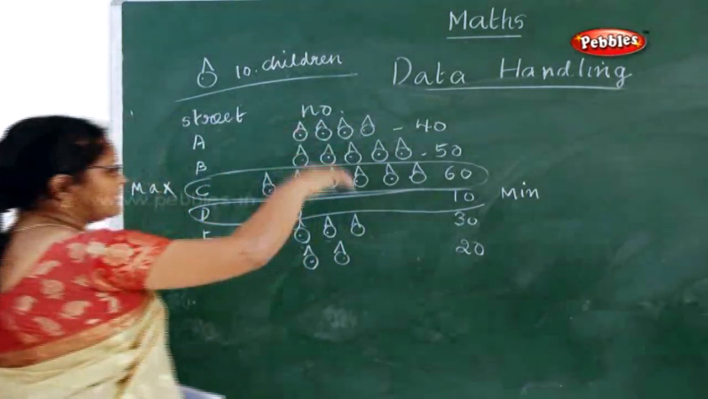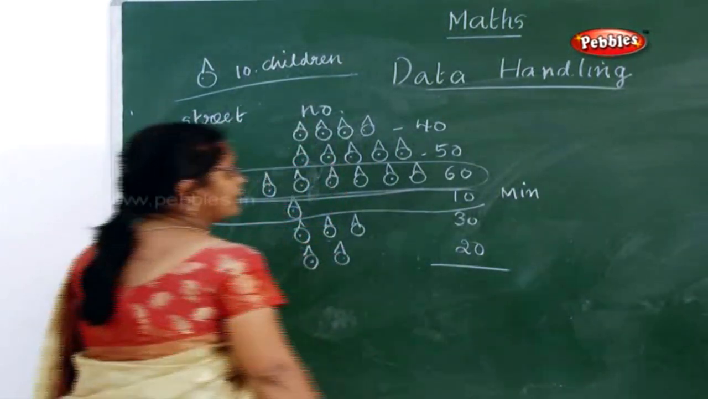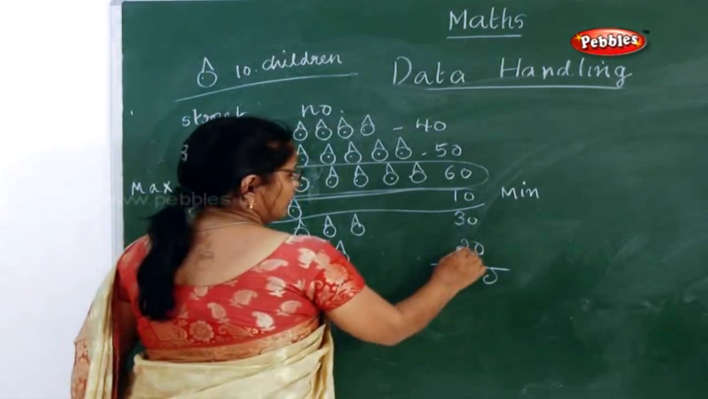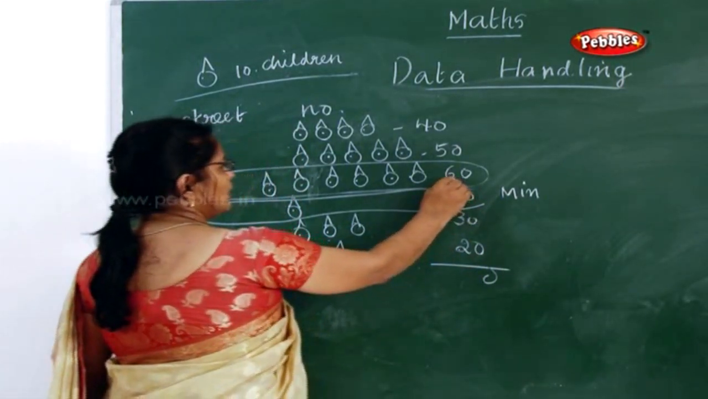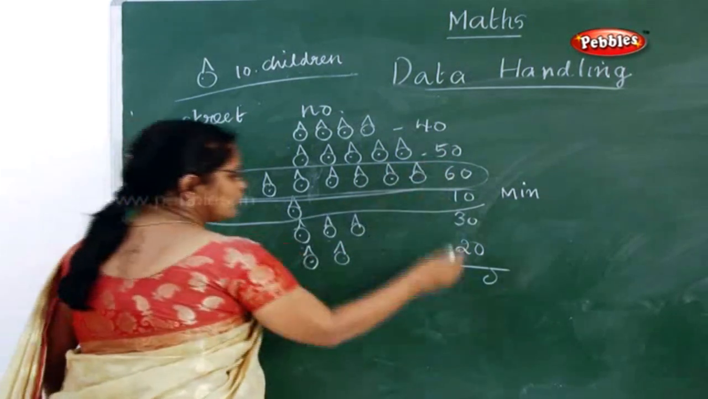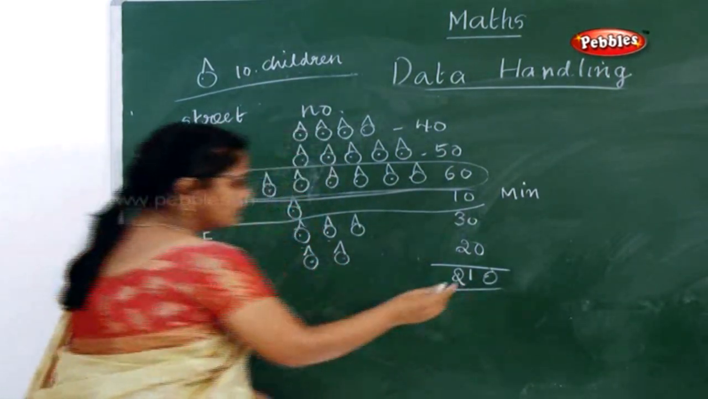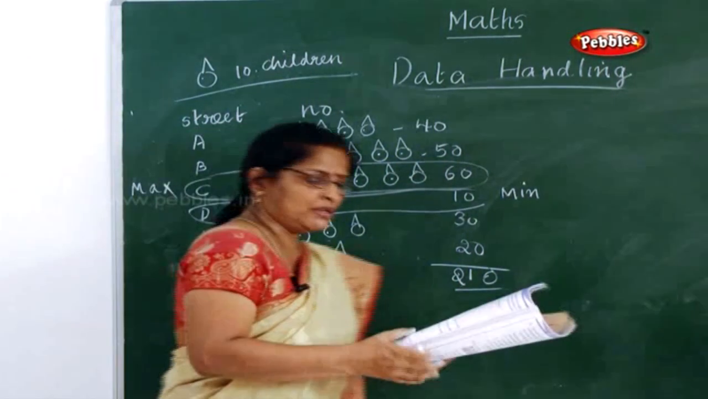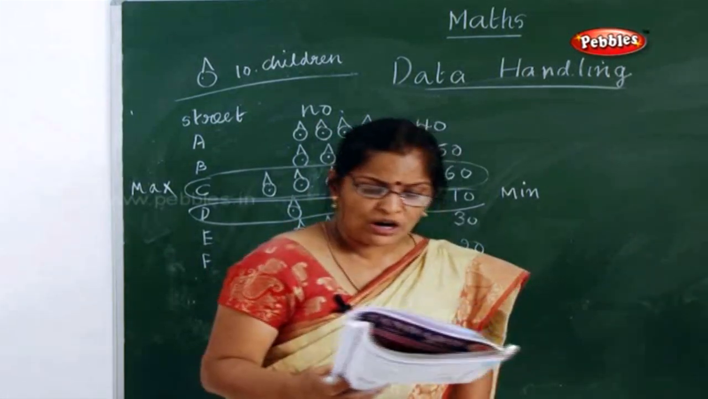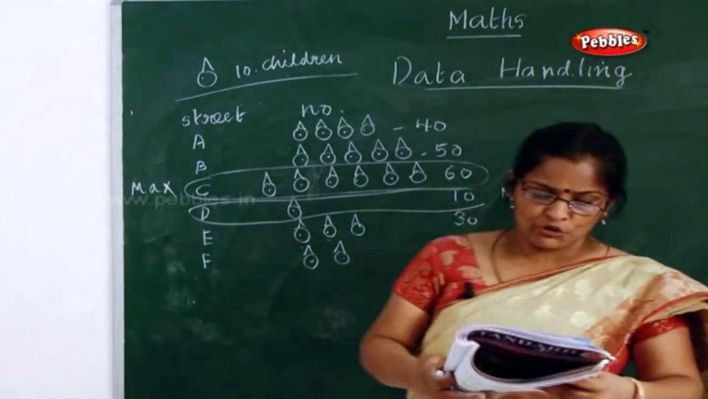Now, what is the total number of children administered polio drops? Now, what is the total children you have to write? How will you write total children? 0, 5, 6, 12. 12 plus 5, 17, 21. So, now what will you write? The total number of children administered polio drops were 210. So, this is how you have to do.